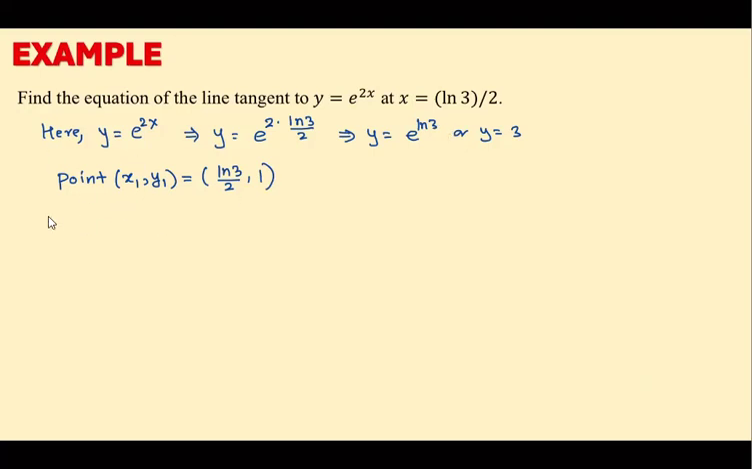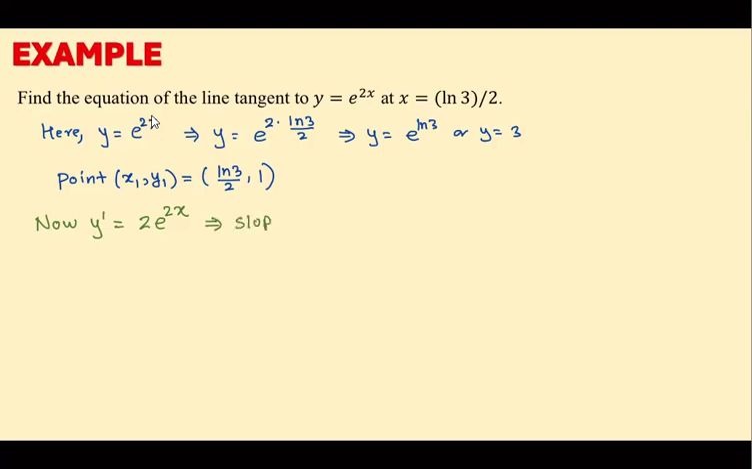Once we get the point, next we want to find the slope of the tangent line. The slope is the derivative, so we find the derivative at x equals natural log 3 divided by 2. Let's first find the derivative. y prime, the derivative of this function, e to the 2x, is 2 e to the 2x.